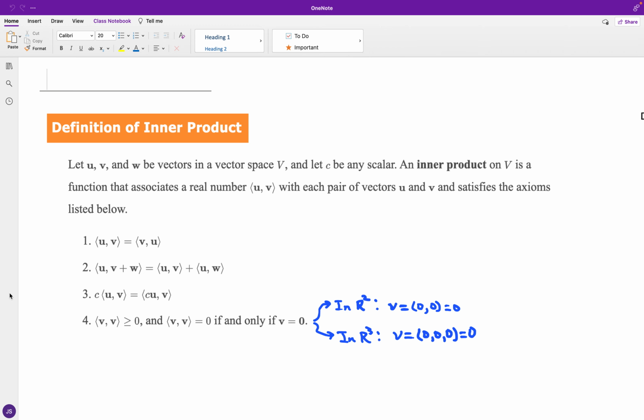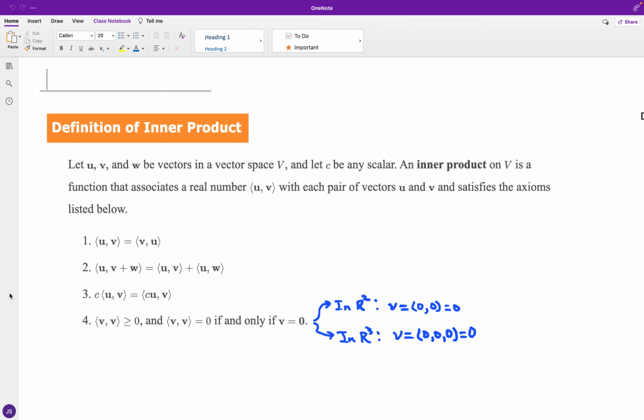Okay, for this particular section in chapter 5, we are looking at inner products. Letting the vectors u, v, and w be in a vector space V, and letting c be any scalar, an inner product on V is a function that associates a real number with the vectors u and v, and this pairing must satisfy the following axioms.